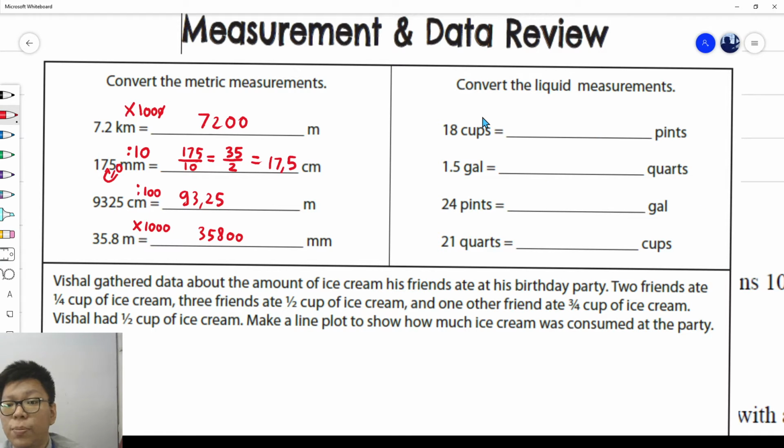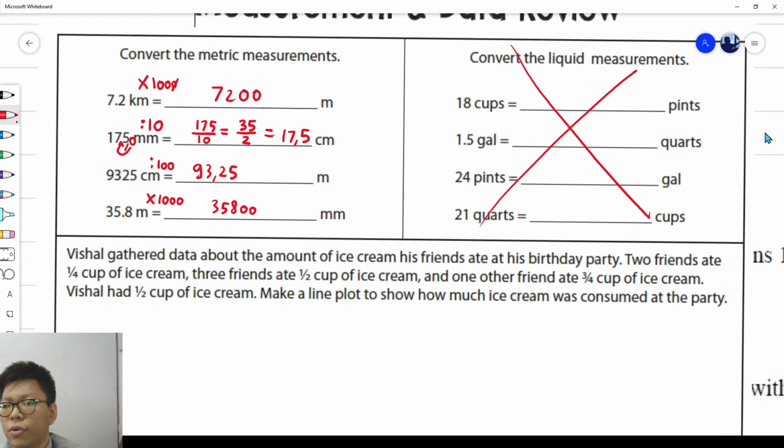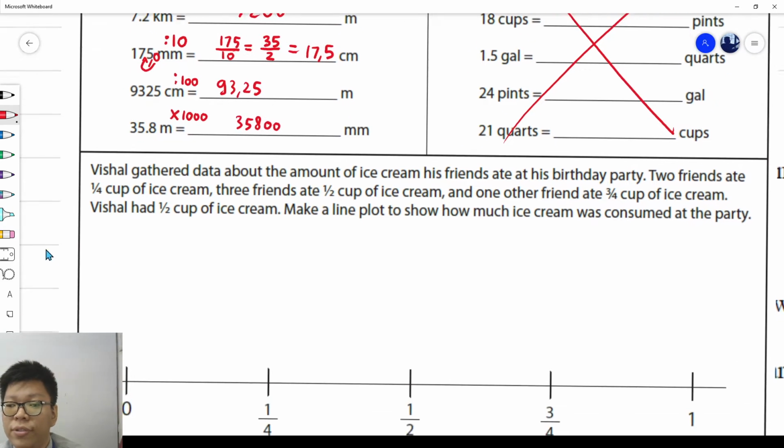Okay, so this part, you can leave it be, or if you want to try to answer it, please use the other picture as a reference. 1 gallon is four quarts, and 1 gallon can be considered 8 pints, and can be considered 16 cups. Okay, but we will leave it for now.